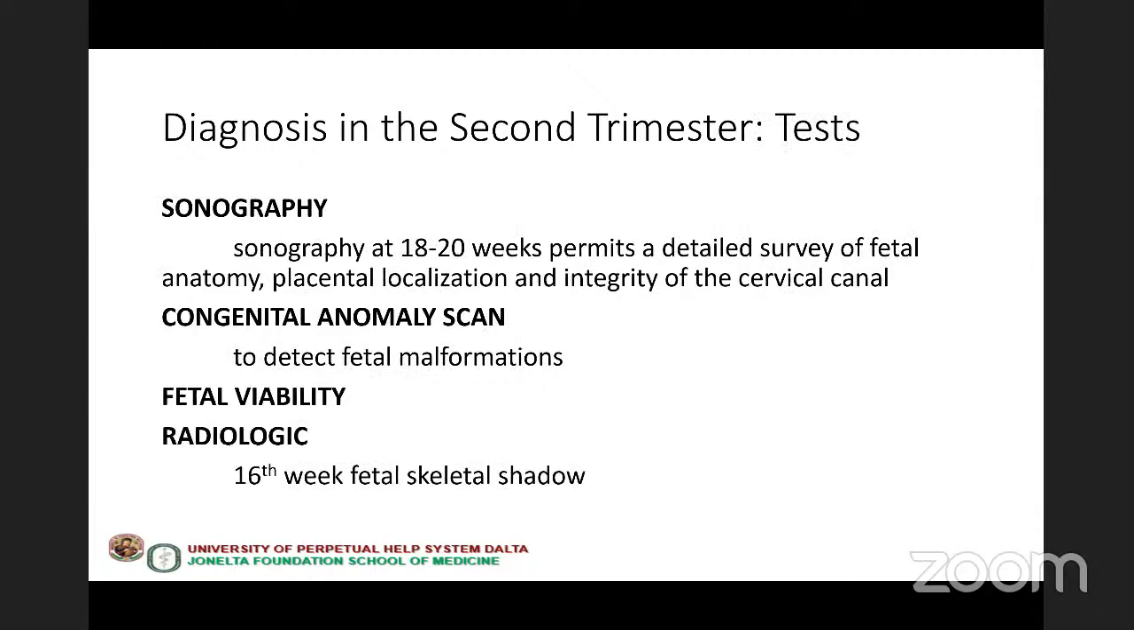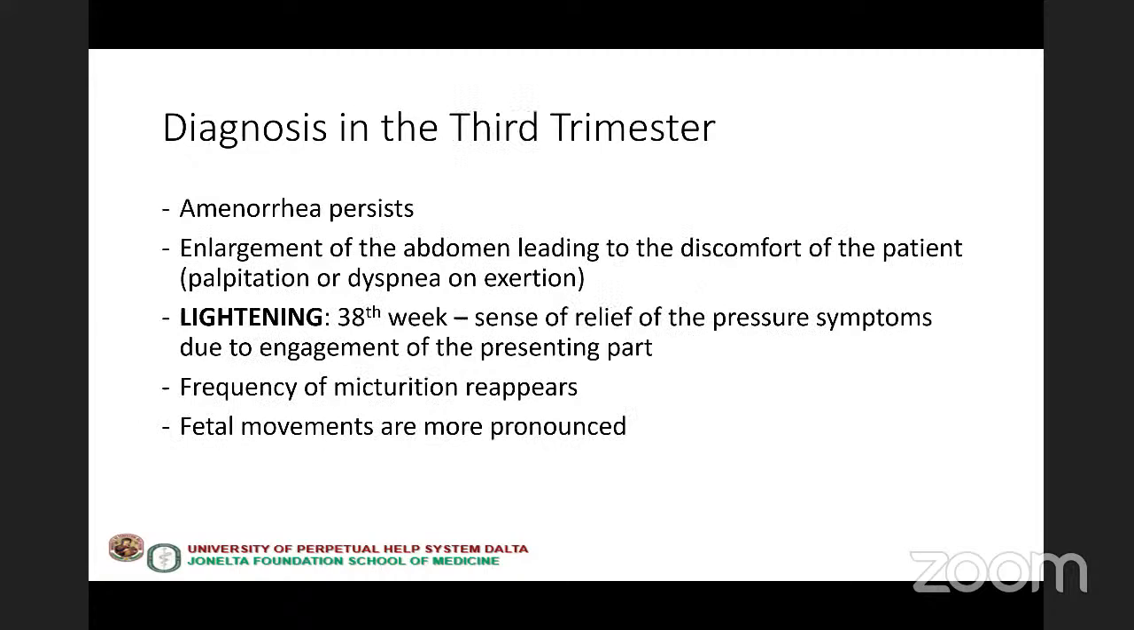Okay. Sonography, which of course still has a role in your tests. Okay. At 18 to 20 weeks, you could have a detailed survey of your fetal anatomy, placenta localization, and integrity of the cervical canal. Okay. You could do your congenital anomaly scan, check for fetal viability, and for radiology at 16 weeks, you could see a fetal skeletal shadow. That is for the second trimester.